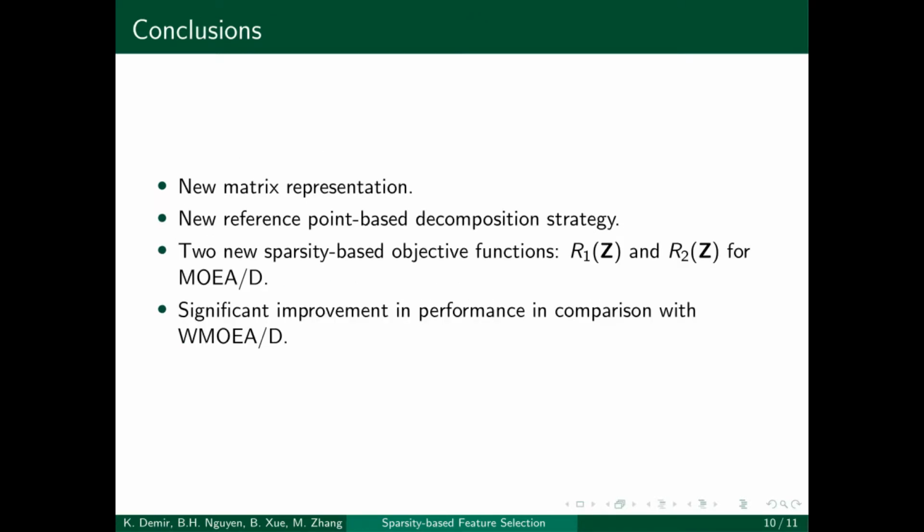The main contributions of this paper include a new matrix representation that allows MOEA to perform sparsity-based feature selection, a new decomposition strategy that can control the number of selected features with a reference point-based strategy, and two new multi-label sparsity objective functions for MOEA, R1Z and R2Z, are also proposed. The experimental results show a significant improvement in performance in comparison with the wrapper-based multi-objective feature selection algorithm.